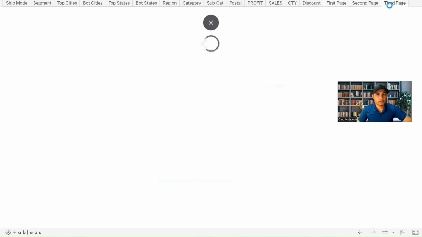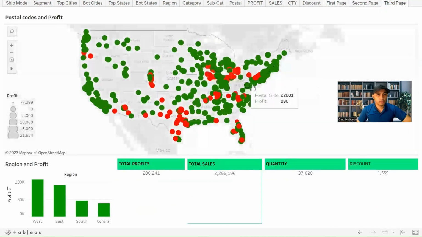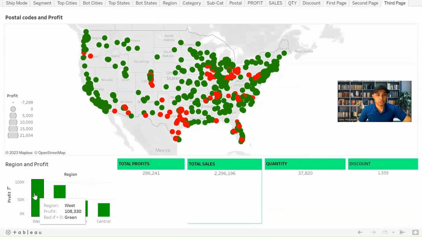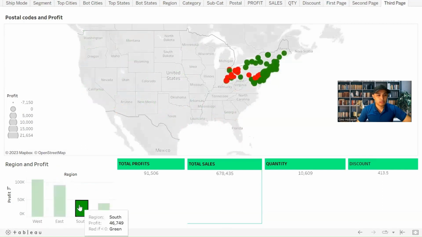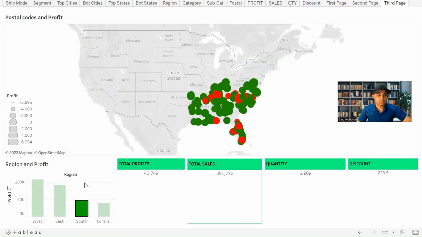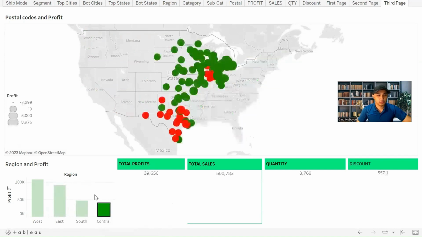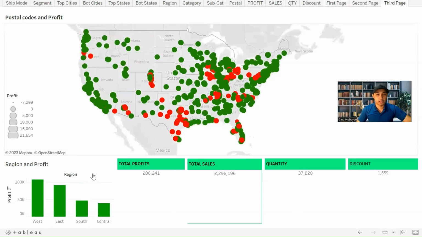For the third page, here I posted the postal codes on a map, and we can also filter this by different regions. Let's say we only want to see west, east, south, and central, which is our worst performing in terms of profit. With that, that's my quick overview of the dashboard.